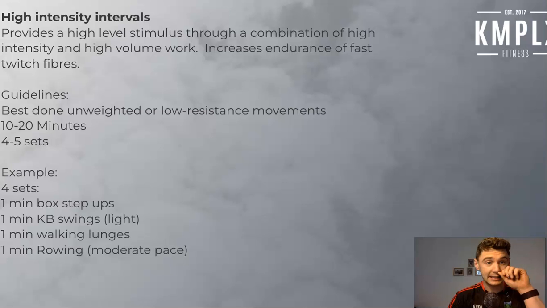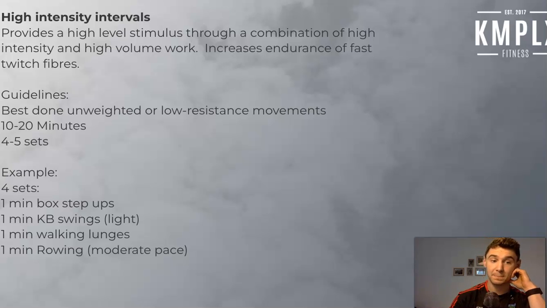Then moving on, we've got high intensity intervals. This provides a high level of stimulus through a combination of high intensity and high volume work. It increases the endurance of your fast twitch fibers. So the guidelines here are best done with unweighted or low resistance movements, and you want to be working for 10 to 20 minutes, and people tend to get on best with this with 4 to 5 sets.